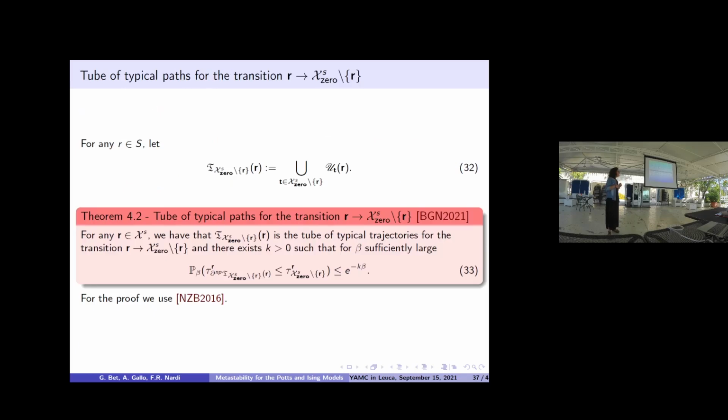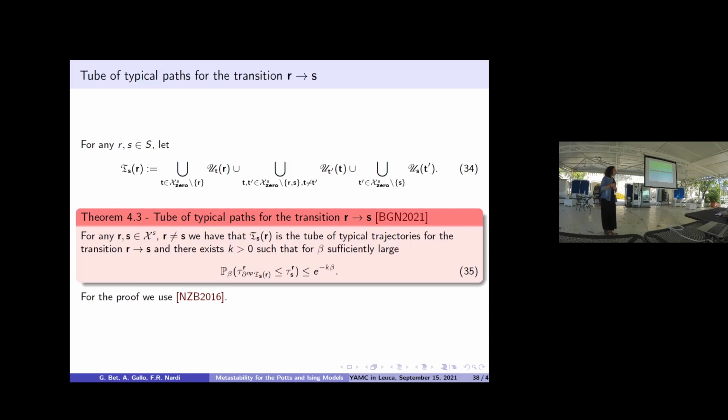Regarding the transition from a stable state to the set of the other stable states, we use the same strategy of the gate. So we exploit the result of the restricted case, and we obtain that the tube of the typical paths for the transition from a stable state to the other stable states is given by the union of all the possible restricted tubes of typical trajectories from R, that is the fixed stable state, to T, where T is any stable state of the energy landscape different from R.